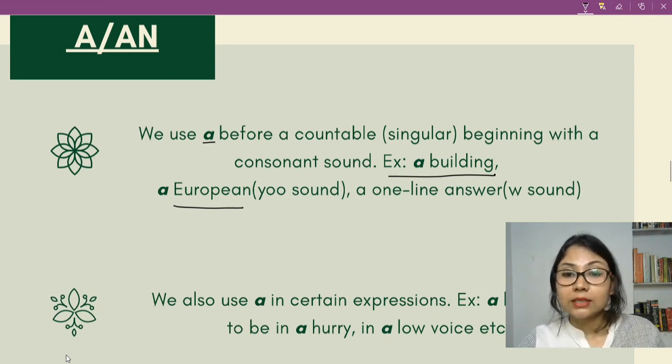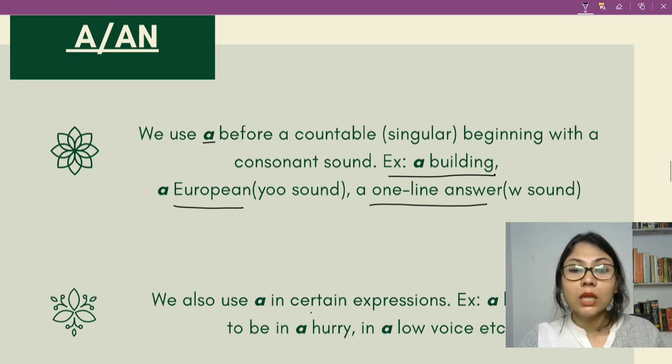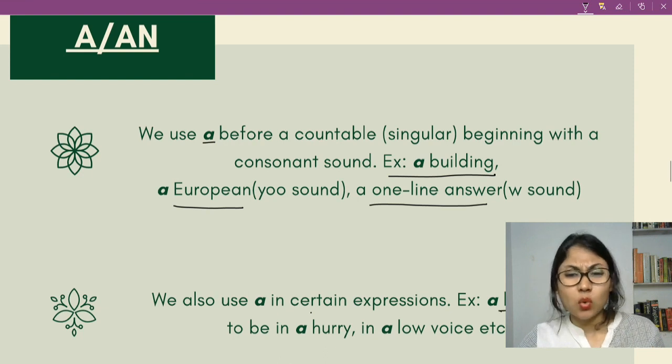Or in this case, a one-line answer. The W sound is coming, a consonant sound. So we are going to use a. Even though E in European and O in one-line answer are vowels, we are going to write a because of the consonant sound. We also use a in certain expressions. For example, a bad cold, to be in a hurry, in a low voice, etc.